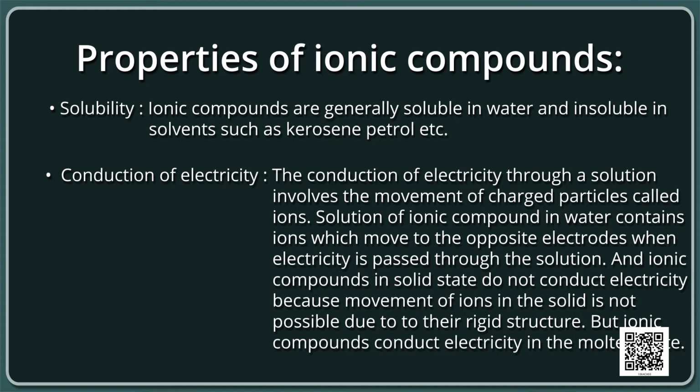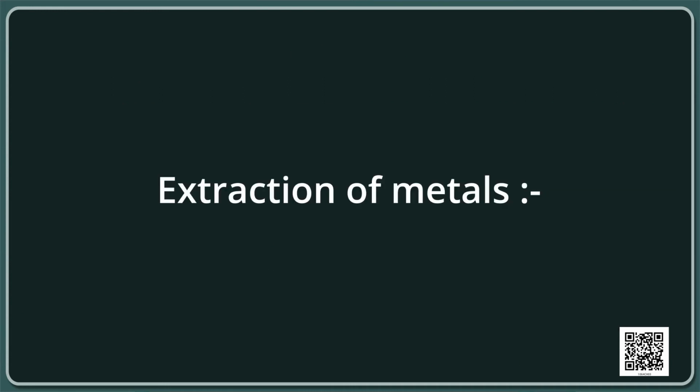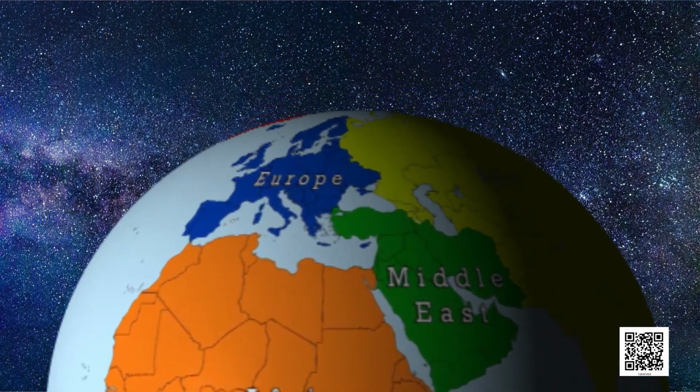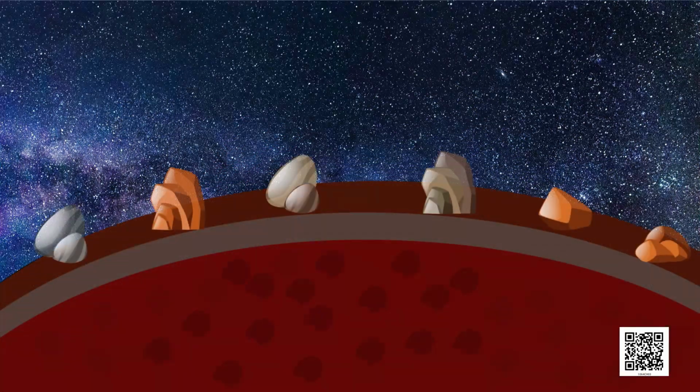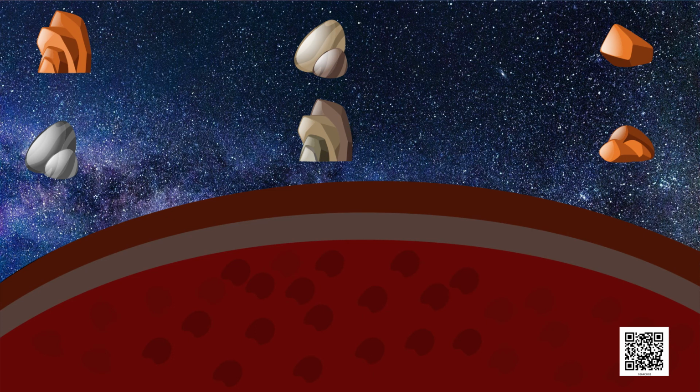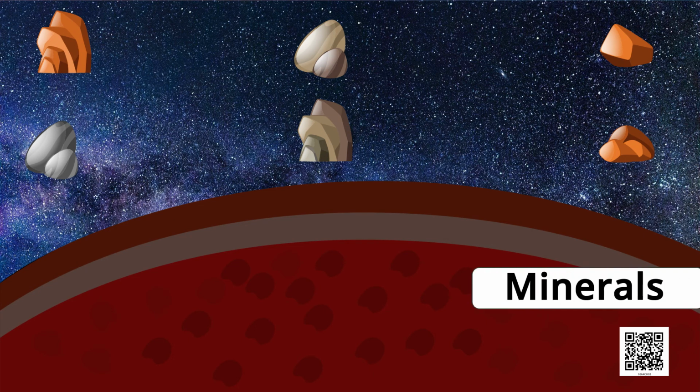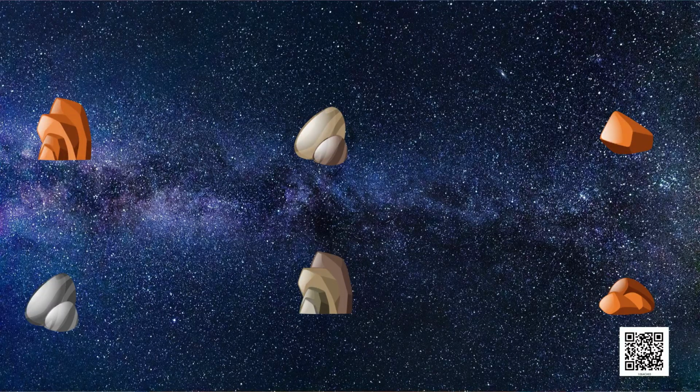Second property is melting and boiling point. Ionic compounds have high melting and boiling points. This is because a considerable amount of energy is required to break the strong interionic attraction. Third property is solubility. Ionic compounds are generally soluble in water and insoluble in solvents such as kerosene, petrol, etc.